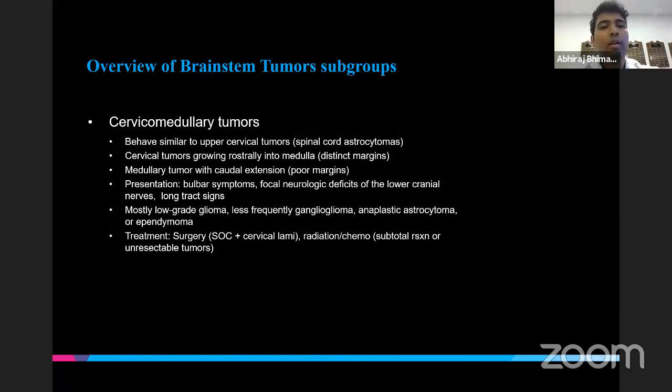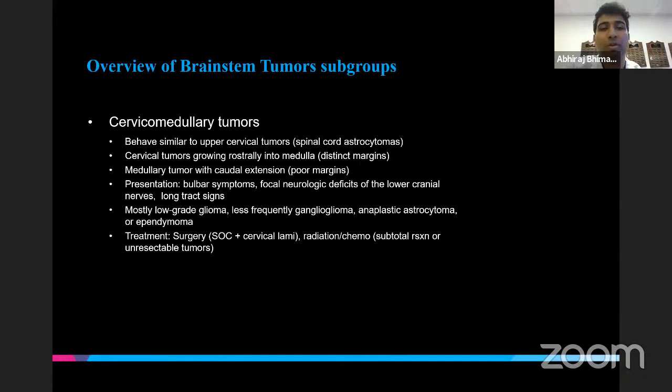All right. The next subgroup is cervicomedullary tumors. These are fairly interesting because they behave fairly similarly to upper cervical tumors that would otherwise just be invading rostrally into the medulla. They behave similarly to spinal cord astrocytomas. The interesting thing about these tumors is they can be classified into two major groups. Initially, the ones that start off from the cervical region and grow up rostrally into the medulla.